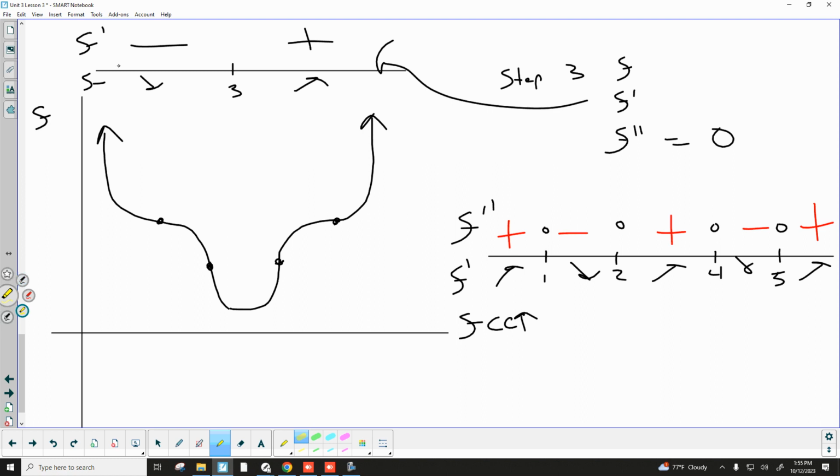All of a sudden at 1, our signs change. Now that doesn't mean we have like a max. It's a max of f prime, but a max of f prime is a location where our curvature is going to change. All of a sudden we are still going down, but our curvature just changed from being concave up to concave down.